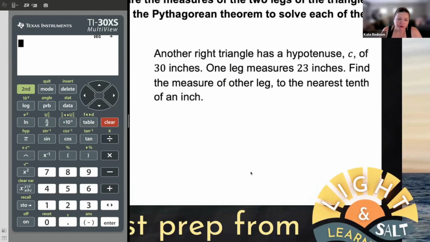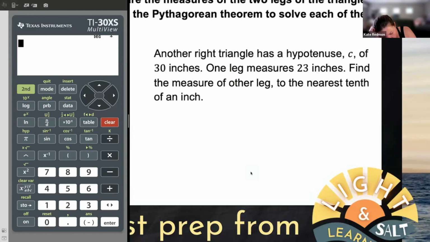Nice. Next example. Another right triangle has a hypotenuse C of 30 inches. One leg measures 23 inches. Find the measure of the other leg to the nearest 1/10 of an inch. So you say to me, Kate, just bust out the Pythagorean theorem. And I say to you, y'all, because it's the Pythagorean theorem video? Yeah. Why? What about this problem tells me that I need the Pythagorean theorem? Because you won't have any context like this on the GED.